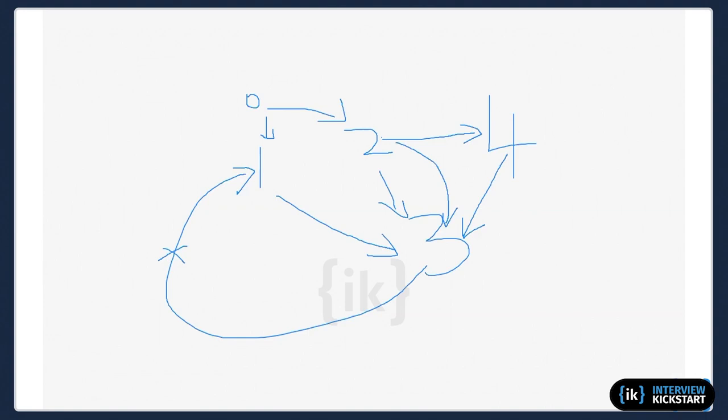Just 1 second. I want to change the color of my pen. How can I change color? Okay, so let's see if the destination is 3, and we don't have this one. We don't have this one.